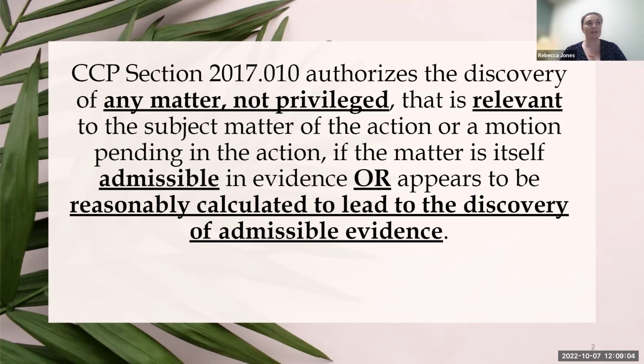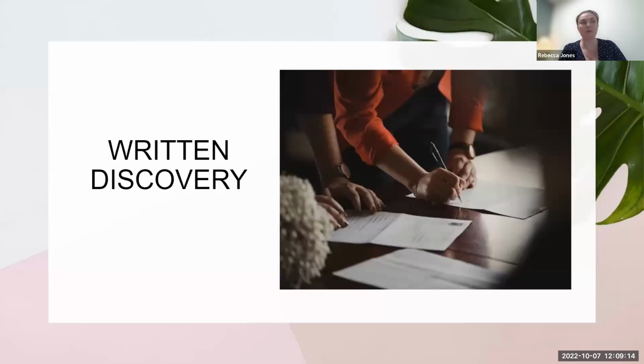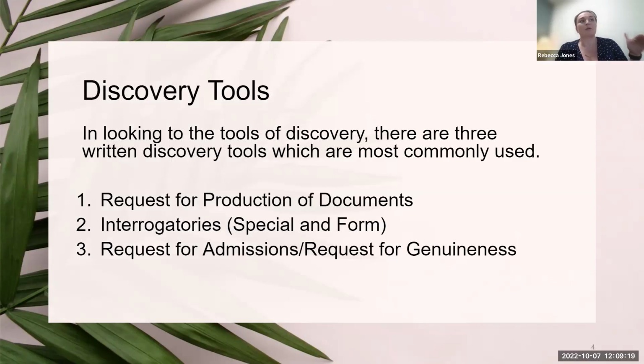So anything that has some nexus to do with your case, some tangential relationship, that's going to be discoverable in your matter. And we go into first written discovery. Those tools include a request for production of documents, interrogatories, which are both special and form, and then requests for admissions and requests for genuineness. This is, again, all governed by the CCP. Everything we're going over today will be found in there.